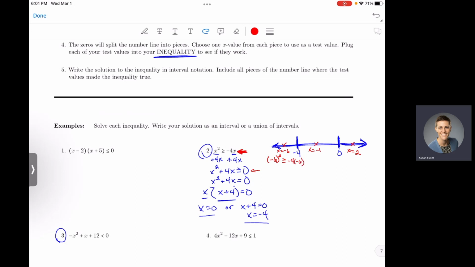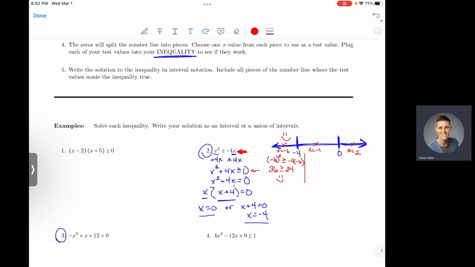Now I just have to figure out whether this inequality is true or false. So negative 6 squared gives me a positive 36. Is that greater than or equal to negative 4 times negative 6, which gives me a positive 24? 36 is greater than 24, so this piece works. All right, let's test the middle one.